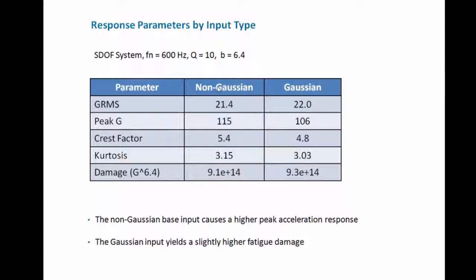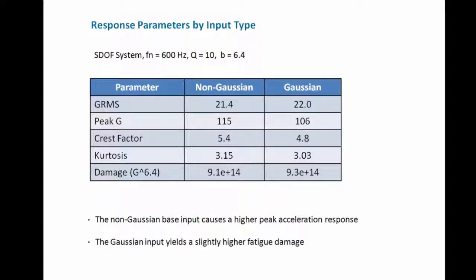The header lines here refer to the base input. So we have the non-Gaussian base input and the Gaussian base input. And again, the commonality between those two inputs is that they satisfied the same PSD, ignoring the roll-off for the non-Gaussian case. Okay, I covered those two bullets already.